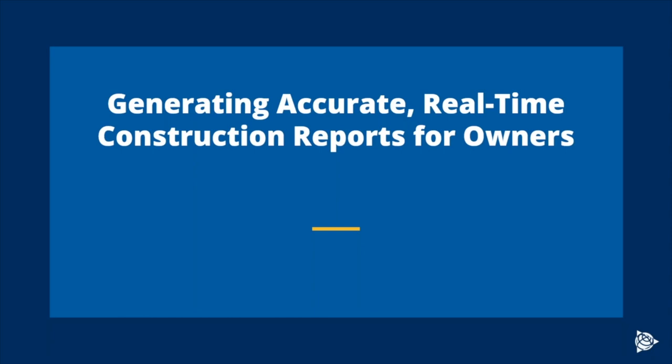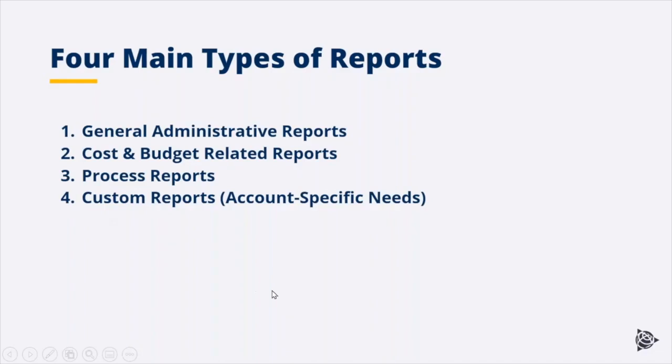So eBuilder is a project management tool specifically tailored for serial builders, the owners of construction projects. And what we're going to do now is just dive into some specific reporting examples that help owners with capital project management. We're going to basically cover 4 types of broad categories of reports and look at samples from each category. So general administrative, cost and budget, process reports, and custom reports.